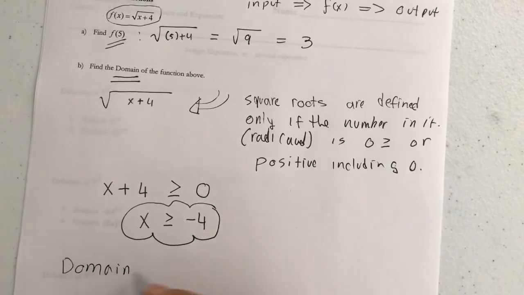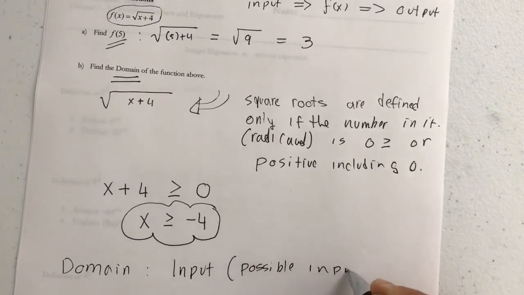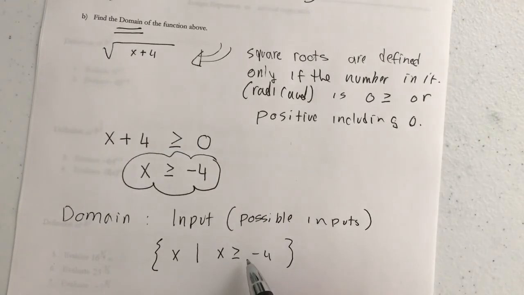So domain is defined to be your possible inputs. Your possible inputs are going to be x, such that it has to be a number that is larger than or equal to -4.